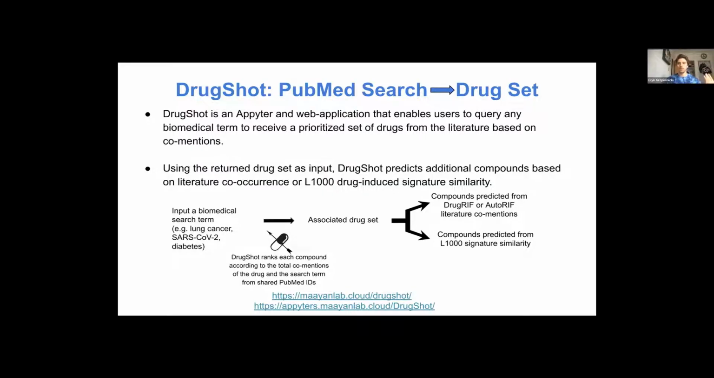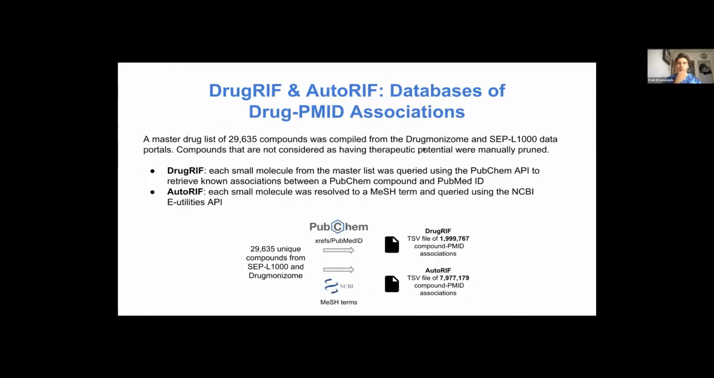Then using the top drugs from this, what we'll term the associated list of small molecules, DrugShot further predicts additional compounds based on literature co-occurrence and signature similarity from drug-drug similarity matrices, which I'll discuss more broadly in a subsequent slide. DrugRiff and Autoriff are the underlying database of drug to PubMed ID associations for DrugShot.